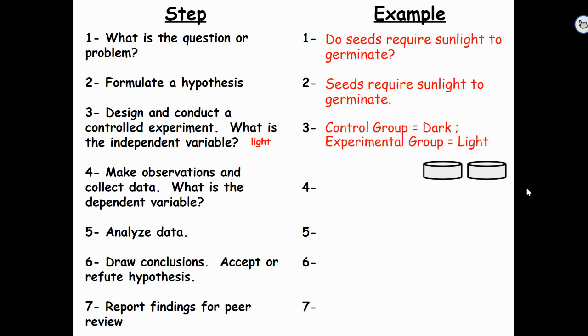All right, so now we're going to make some observations and we're going to collect some data. Oh, don't forget, all of the variables are kept the same. That's important, right? In our control group, all the other variables are kept the same, right? So the dependent variable is whether the seeds will germinate. Are they going to germinate in the group that's in the cabinet in the dark? Are they going to germinate in the group that's on the windowsill in the light? That's our dependent variable. That's the result we're looking for.